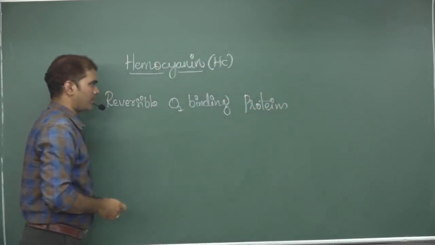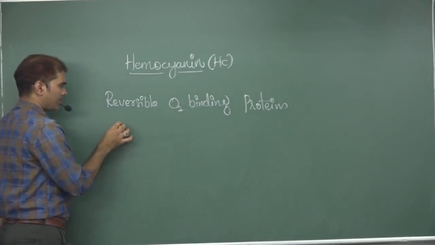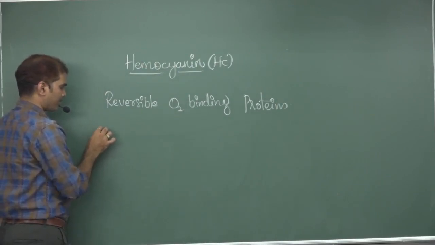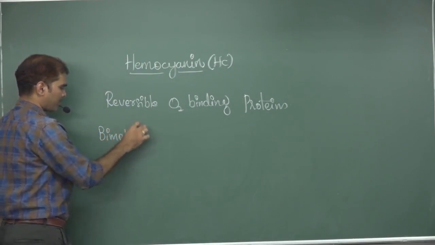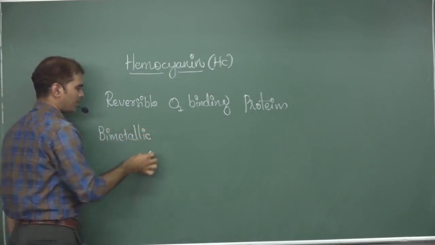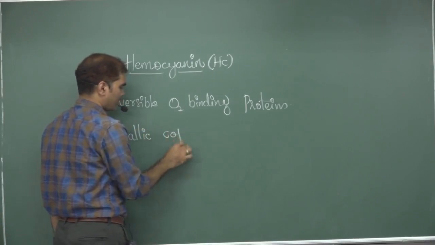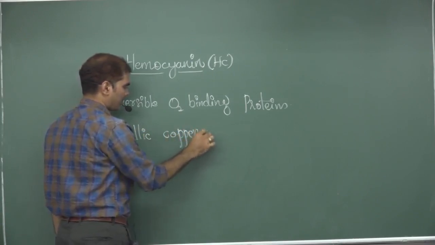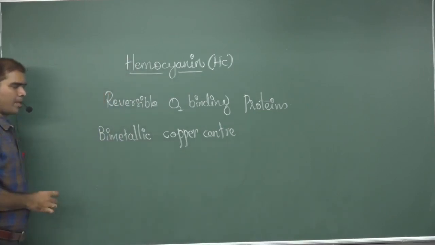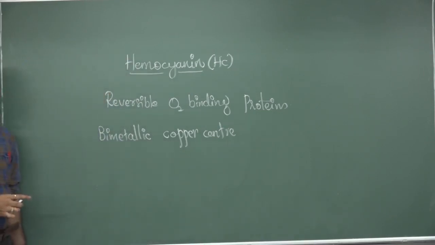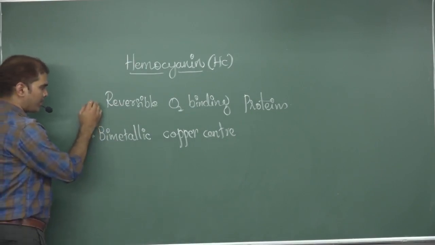Hemoglobin and myoglobin were single-centered, monometallic. Hemerythrin was bimetallic. Hemocyanin is also bimetallic, but this is a copper center. This is a bimetallic copper center. Hemerythrin was a bimetallic iron center. This one is a bimetallic copper center.